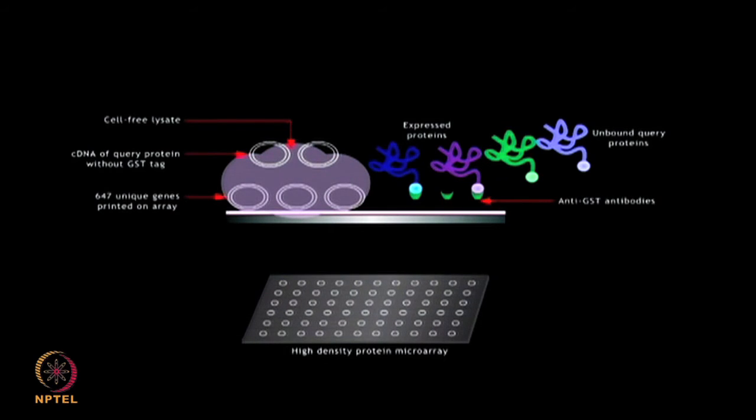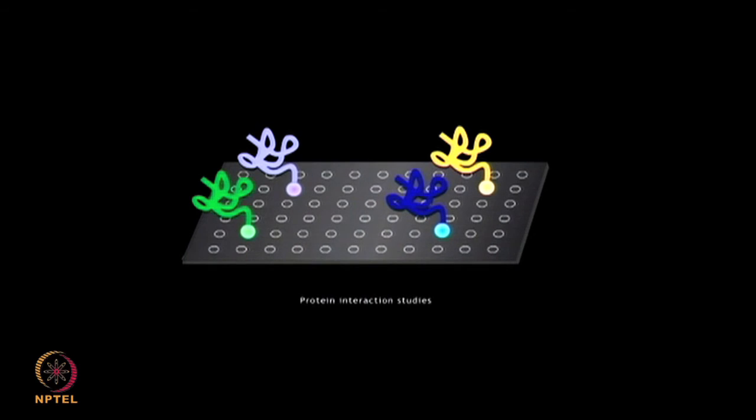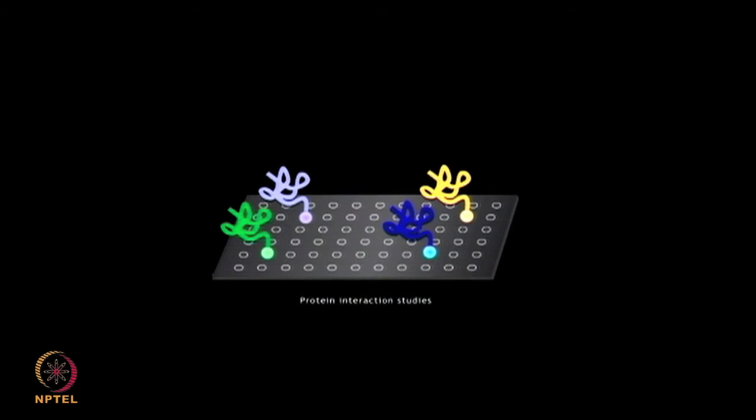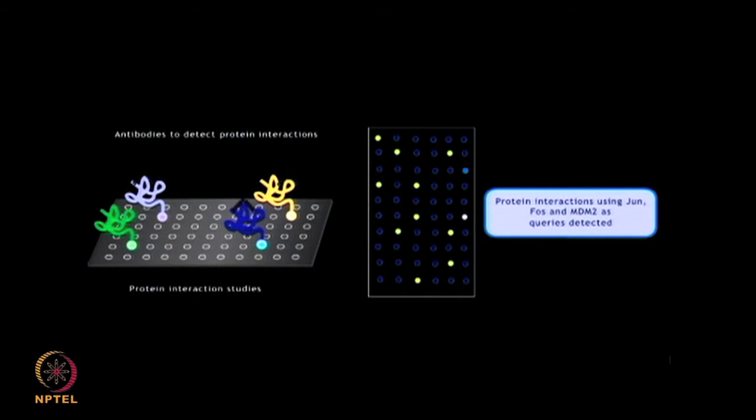cDNA of the query protein was also added to the same mixture, such that the query was co-expressed, but remained unbound due to the lack of a tag capturing agent. These protein microarrays were then probed with antibodies specific to the query proteins. The authors detected various protein interactions using well known query proteins such as Jun, FOS and MDM2.